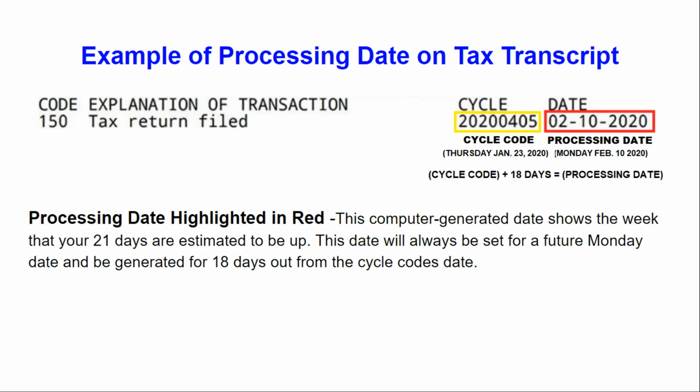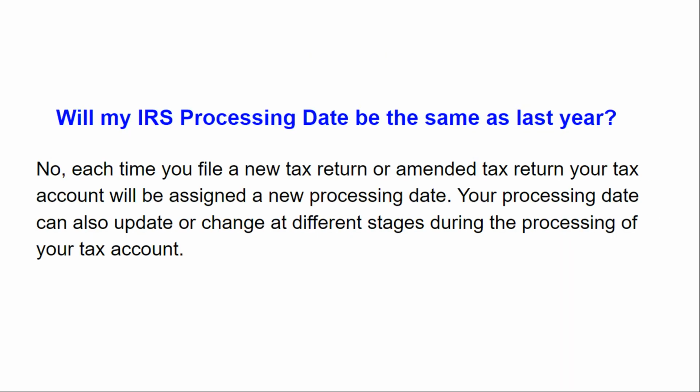Here is an example of a processing date on a tax transcript. The processing date highlighted in red. This computer-generated date shows the week that your 21 days are estimated to be up. This date will always be set for a future Monday date and be generated for 18 days out from the cycle code date.